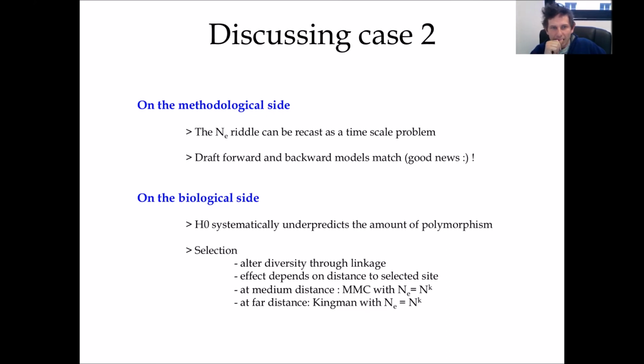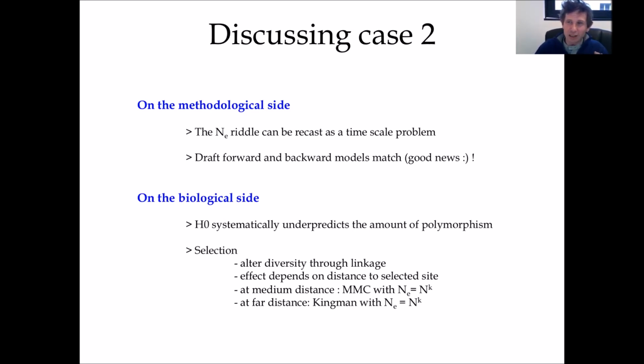And a point that I did not touch on is that we did many simulations, forward and backward, and the math, they all match, and we are quite happy with the model. Importantly, selection alters diversity not only at a selected locus, but on a very large fraction of the genome, on the megabase scale per selected variant, through linkage. The effect will depend on the distance.